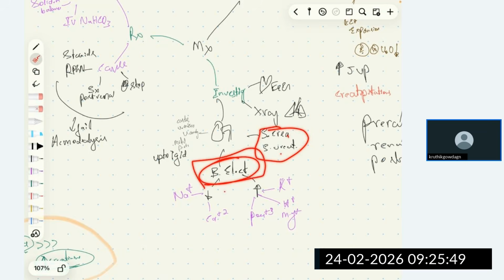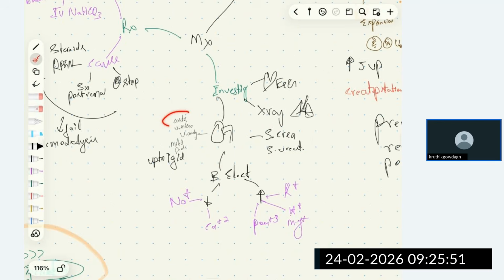Then we'll go on to see casts, renal casts. On urine microscopy, we'll see casts. The basics of casts we discussed yesterday, but we'll take this up separately in a future class. And also we'll see urinary microalbuminuria, urinary protein excretion.